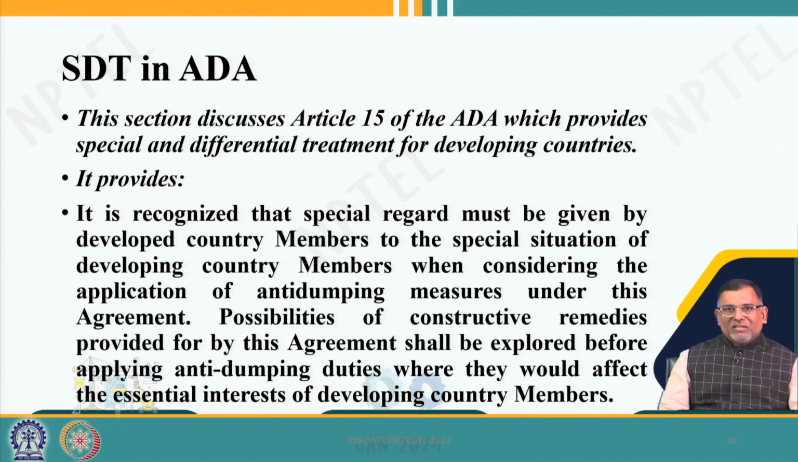So, if you are fighting in the panel or in the appellate body, what constructive remedies are explored? And also it says that constructive remedies should be explored before applying anti-dumping duties. It is not very clear whether the agreement mentions any kind of negotiation or mediation or any other arbitration or even interference of other countries like good offices. It is not very clear what the constructive remedies are.